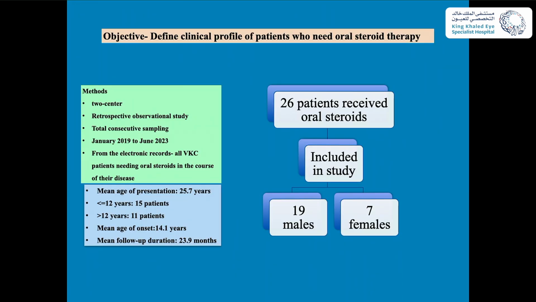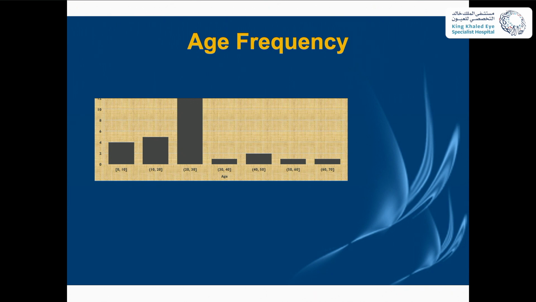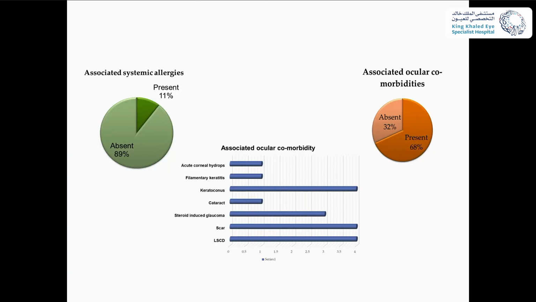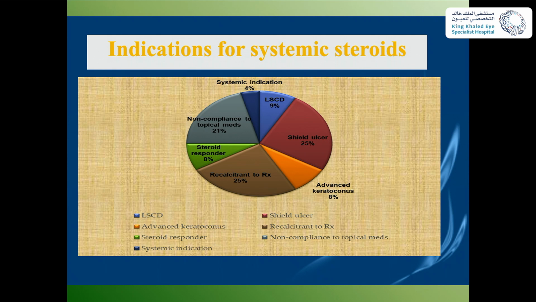So these are 26 patients who received oral steroids, and some of them received immunomodulators also. These are patients of one of my former fellows in Ahmedabad, Dr. Vazirani, and my patients. Both of us treat them. Most of these patients are over 20 years old. Associated systemic allergies were in about 11%, other comorbidities, and systemic indications. These are more or less what we talked about.